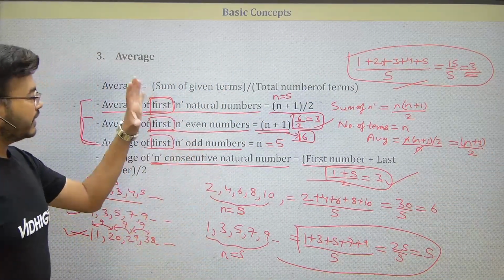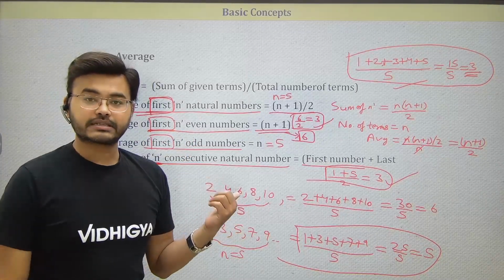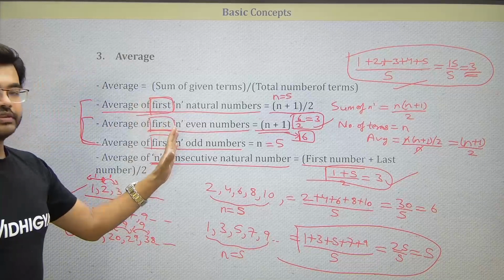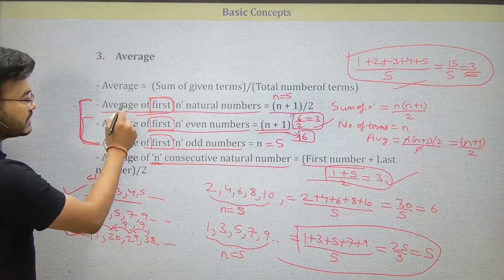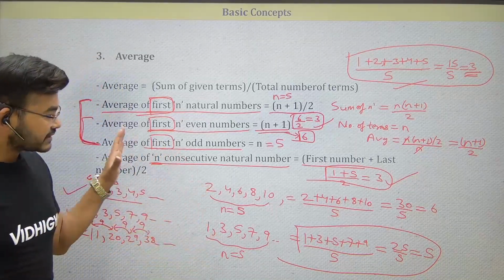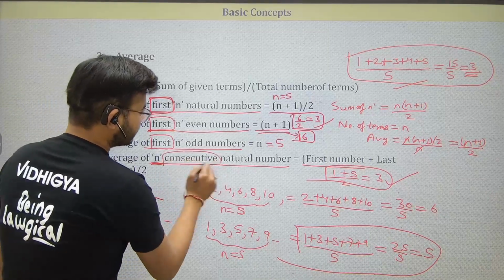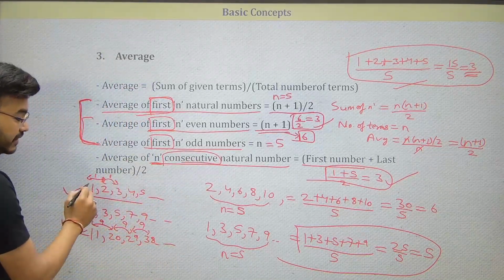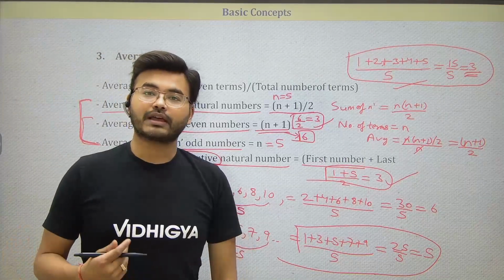So these are very important magical formulas that are there in averages. Do get hold of them. Learn the limitations of these formulas. These formulas have certain limitations. Be cautious of that. As far as the last formula is considered, be cautious of the term consecutive. Consecutive doesn't necessarily mean the difference must be one only. The difference can be more than one as well.